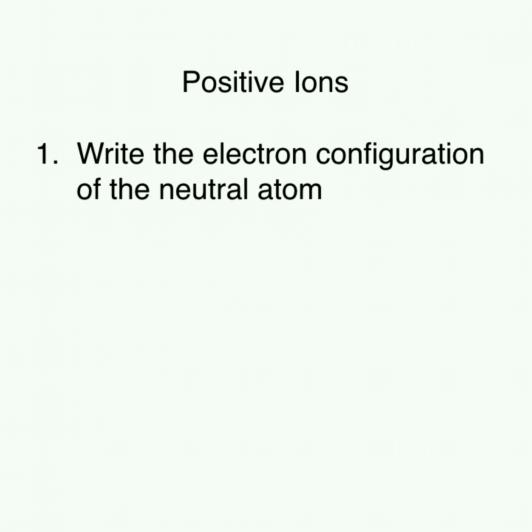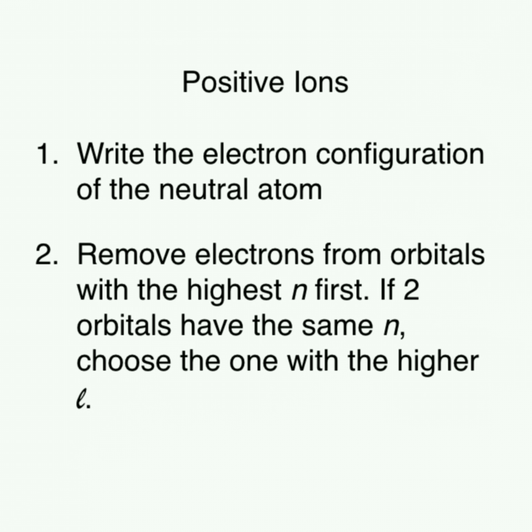Now let's look at drawing electron configurations for positive ions. Once again, you begin by writing the electron configuration for the neutral atom. From here, you begin removing electrons from orbitals with the largest n. If there are 2 orbitals with the same n that you must choose between, choose the one with the larger L.